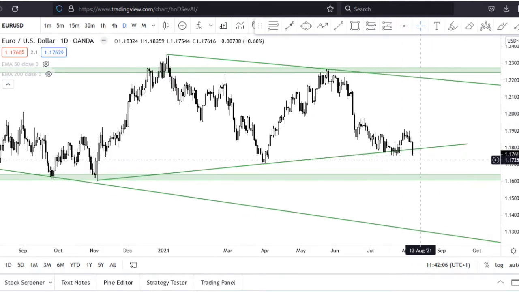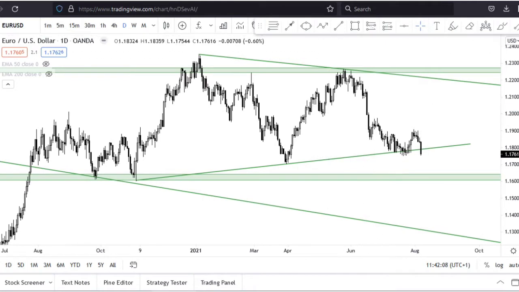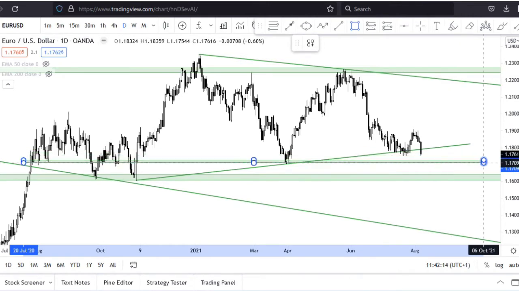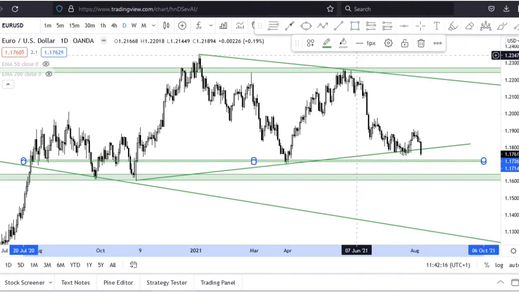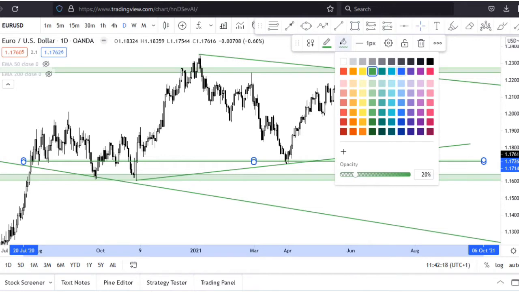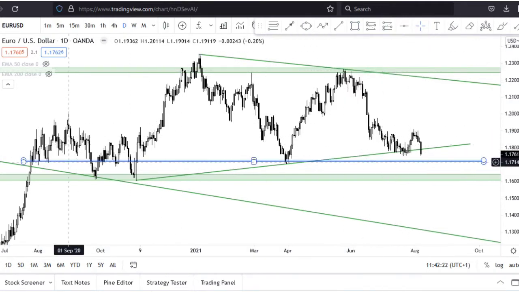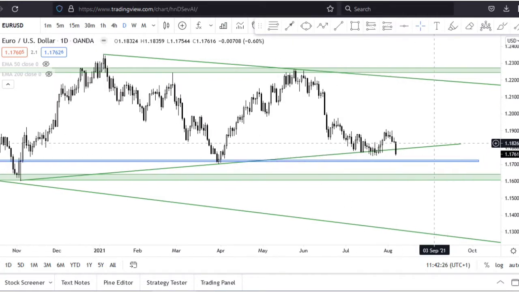We can also identify this area of support on the daily time frame. So we'll just identify it as our daily support level. We can represent it with the blue line. Yeah, a daily support level that has been tested several times, as you can see.